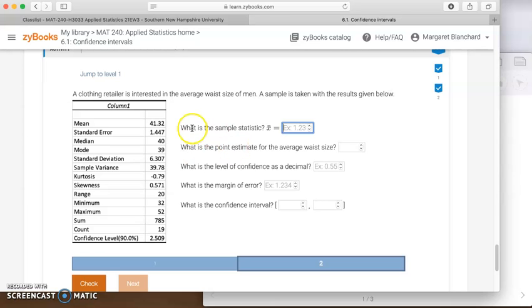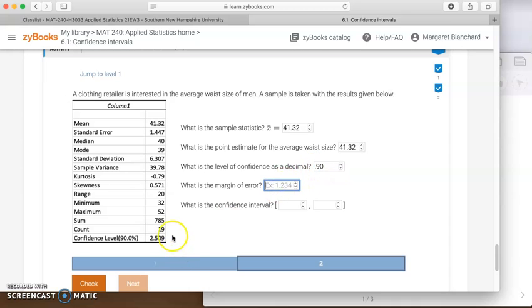The first thing we're going to look at is: what is the sample statistic? Remember the sample statistic is X bar, or our sample mean. We're going to get that from right here, 41.32. Our point estimate, remember, is what we use as the middle of our confidence interval, and in that case we do use the sample mean. So our point estimate is the same as our sample mean. What is the level of confidence as a decimal? It tells us right down here we're looking at 90%. And if we switch that percent to a decimal, we get 0.90 or 0.9.